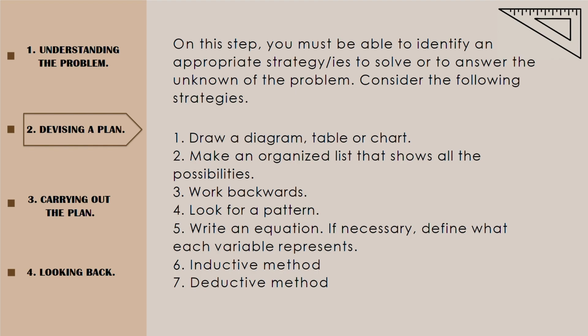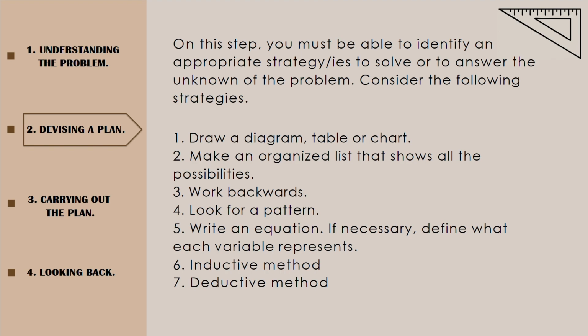Number 1, draw a diagram, table, or chart. Number 2, make an organized list that shows all of the possibilities. Number 3, work backwards. Number 4, look for a pattern. Number 5, write an equation. If necessary, define what each variable represents. Number 6, inductive method. And number 7, deductive method.